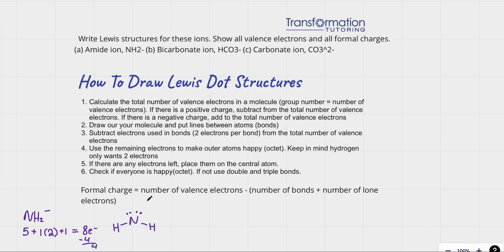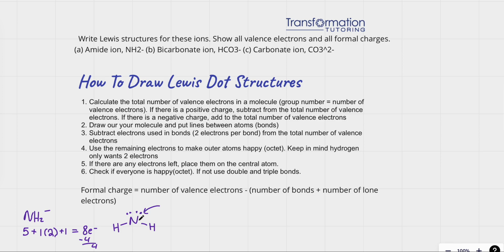Next, we will calculate the formal charge, which is the number of valence electrons minus the number of bonds plus the number of lone electrons. For hydrogens, the formal charge will be 0, so we don't have to really look at them. So we will be looking at this nitrogen. For this nitrogen, how many valence electrons does nitrogen have?